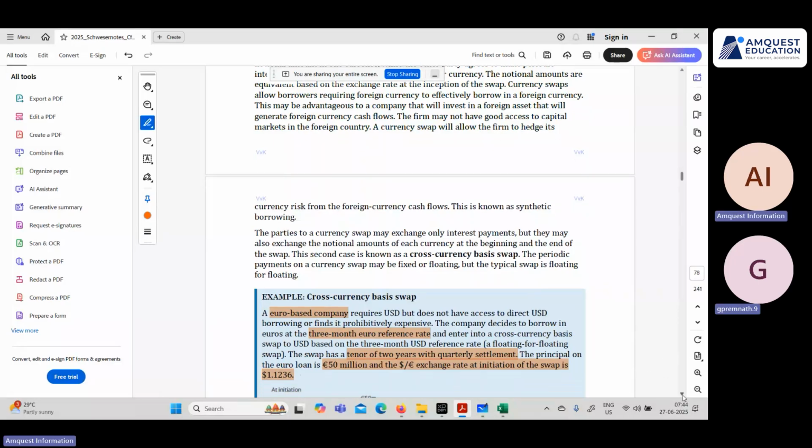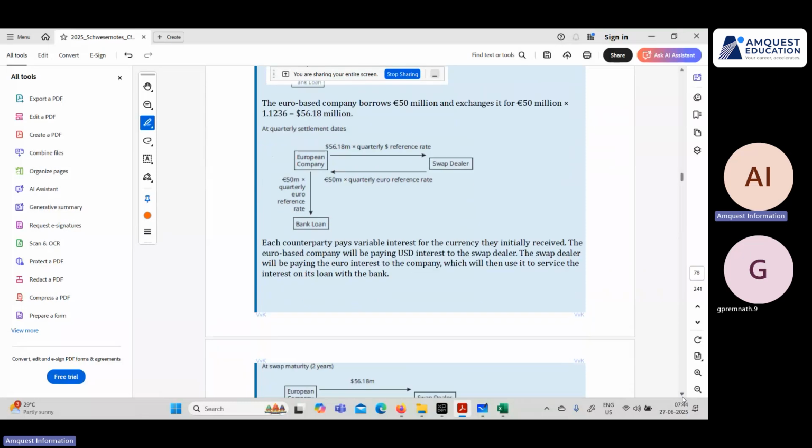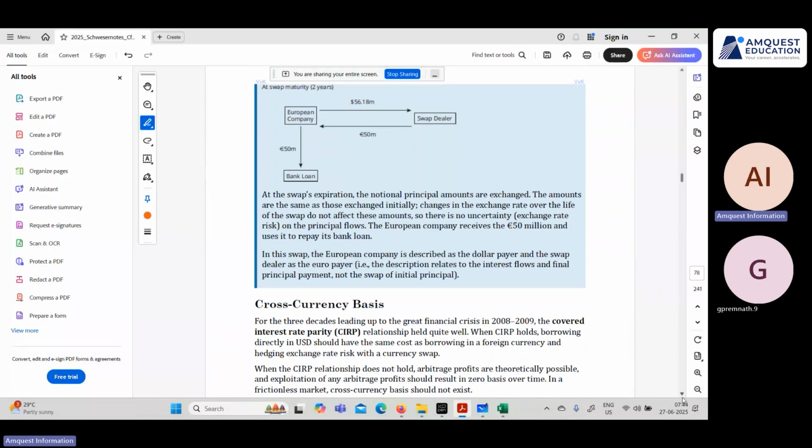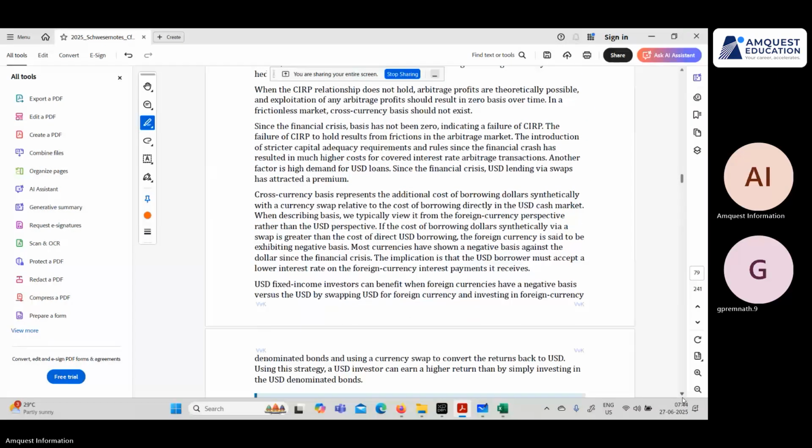Let's try one more question with some actual calculation so that you would know how things are moving.